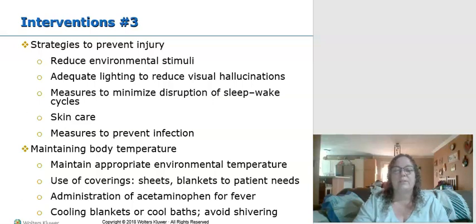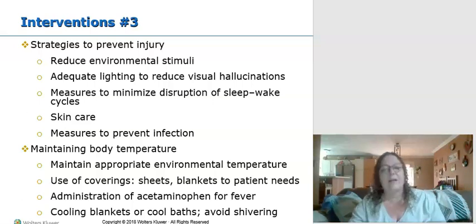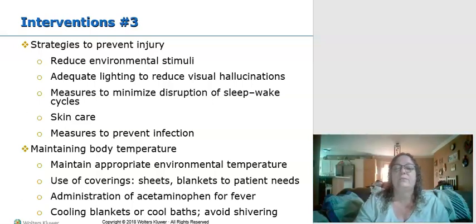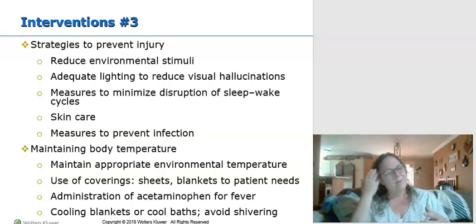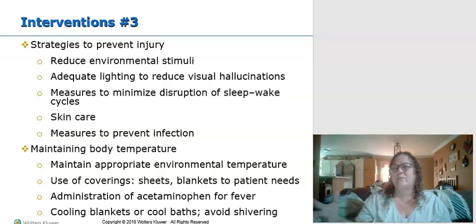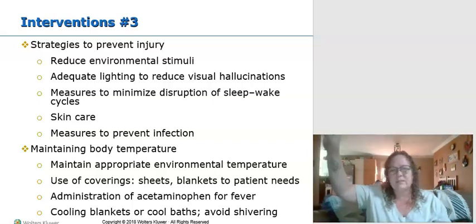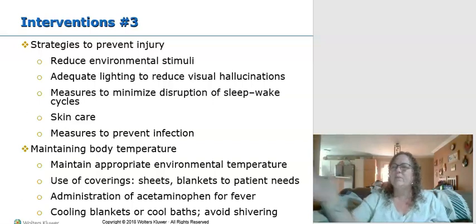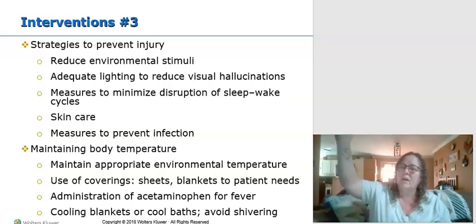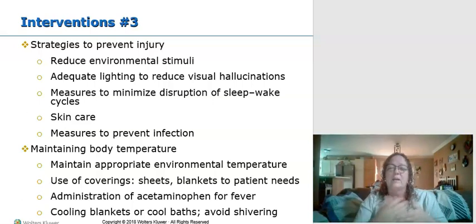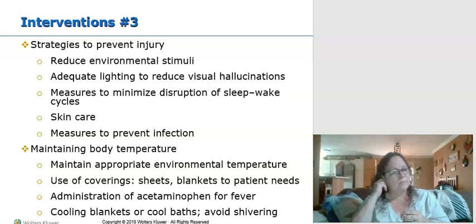To help reduce the progression of this, we want to reduce environmental stimuli. Oftentimes you'll see patients in the ICU and their monitors are beeping and squeaking and going off, even in the room. If you're monitoring them outside, you can have the monitor on and turn the sound down in the room. That'll decrease the stimulation and may help reduce anxiety. You want to have adequate lighting to reduce visual hallucinations. Measures to minimize disruptions in sleep cycles.